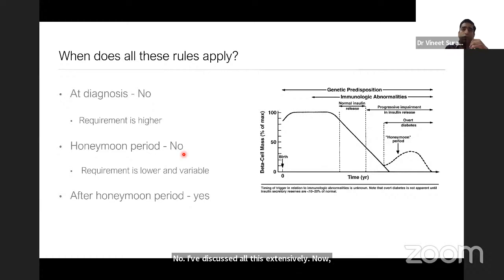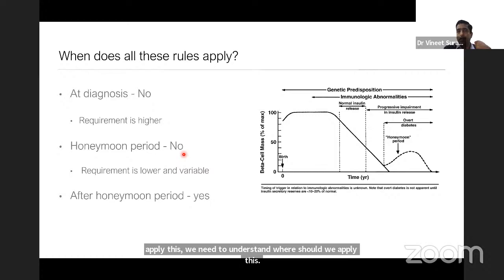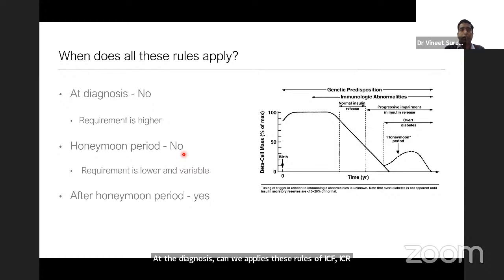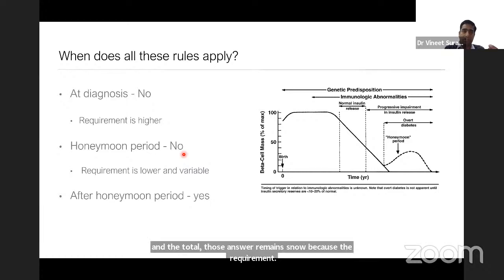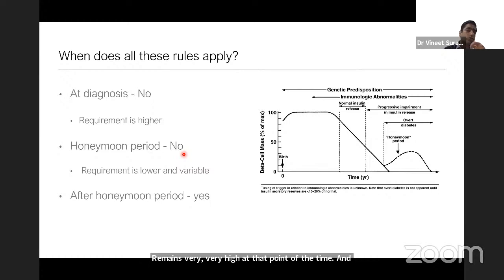Now, before we apply this, we need to understand where we should apply this. At diagnosis, can we apply these rules of ICF, ICR, and the total daily dose? The answer remains no, because your requirement remains very, very high at that point of time. And if you start applying these rules, your blood glucose control becomes really bad. The child who is landing up with DKA, your job is to control his DKA, bring him out of the DKA. Don't try to control the blood glucose too much because it will take some time.